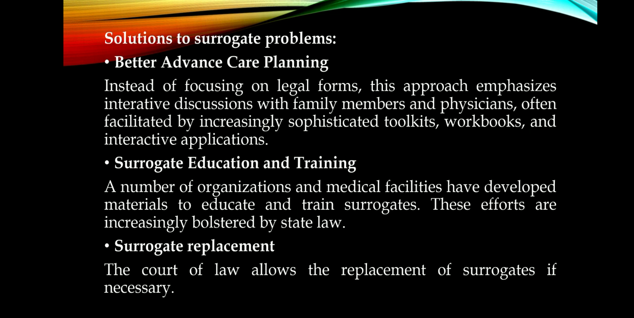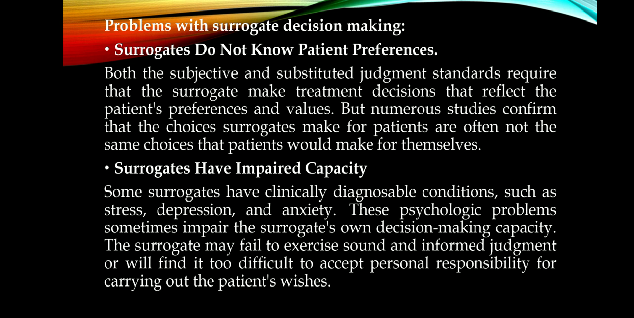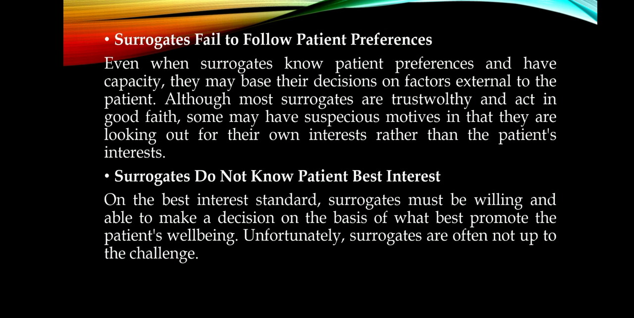on behalf of the patient. This will be very helpful to solve all kinds of surrogate problems, like not knowing the patient's preferences. Most of the time, family members will have an idea of the patient's preferences. It will be beneficial for the surrogate to have a conversation with the family members. Or surrogates having impaired capacity, if they have any kind of depression or anxiety problems, they can discuss these things with their family members. Surrogates fail to follow patient preferences.